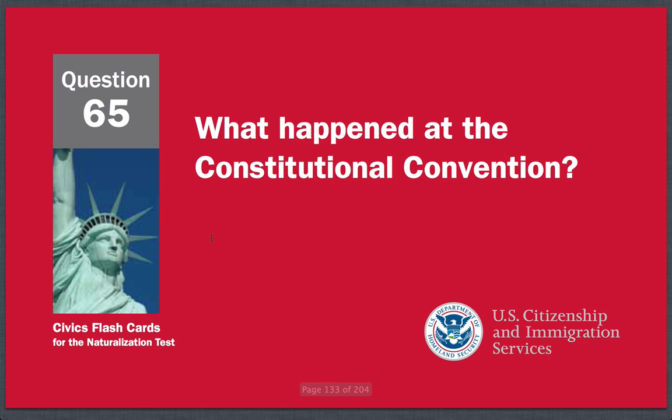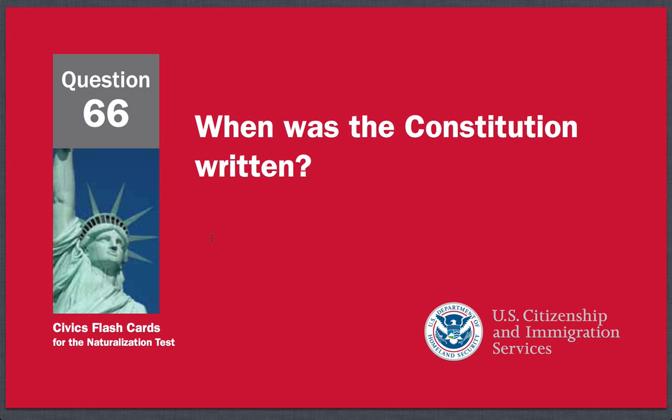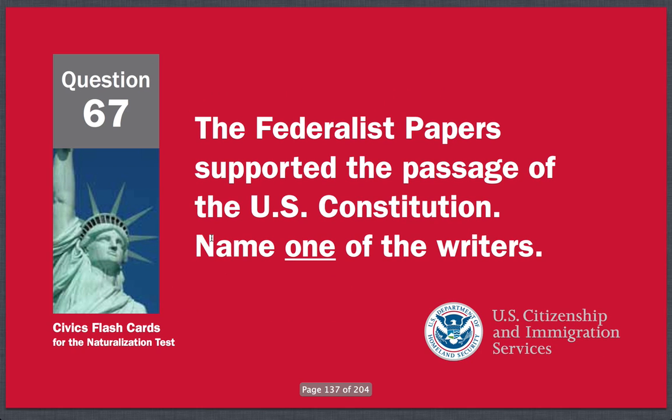What happened at the Constitutional Convention? The Constitution was written. That's basically the supreme law of the land. When was the Constitution written? It was written in 1787. So don't miss those dates. The Federalist Papers supported the passage of the U.S. Constitution. Name one of the writers.